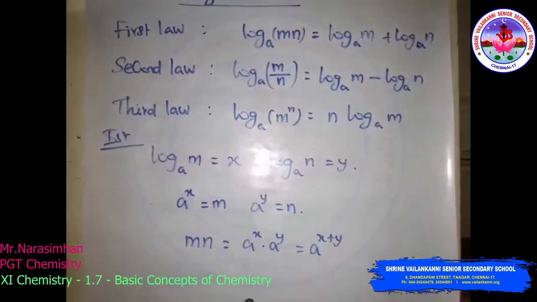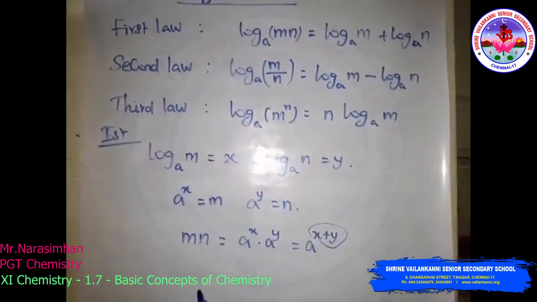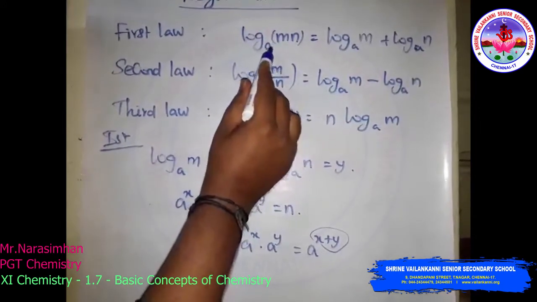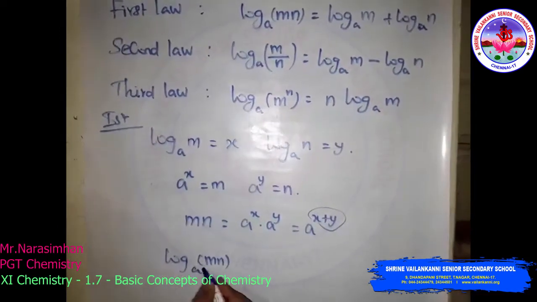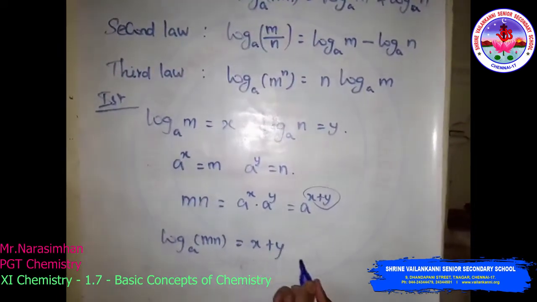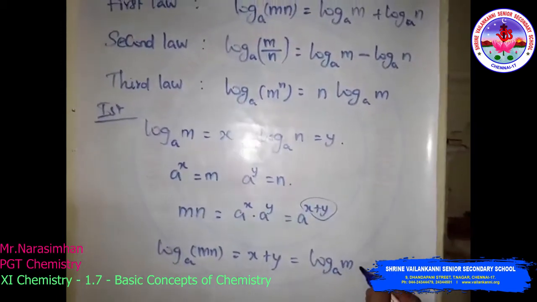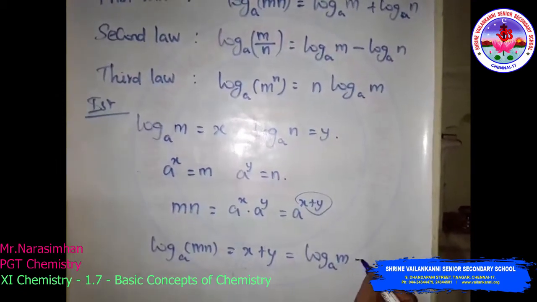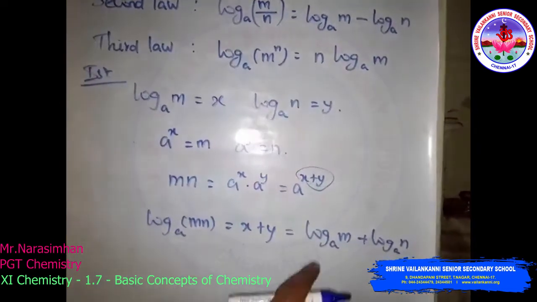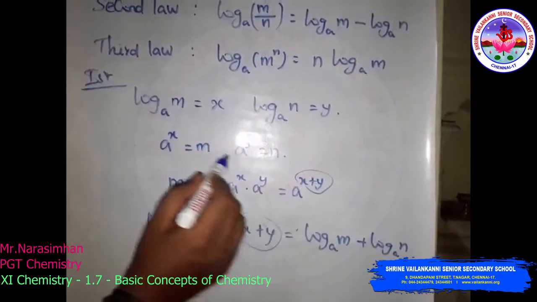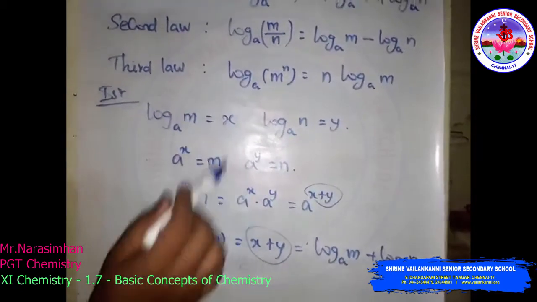So it now follows from the definition of the logarithm that log of mn to the base a is equal to x plus y. That means this is equal to log of m to the base a plus log of n to the base a. So x is this and y is this. This is the proof of the first law.